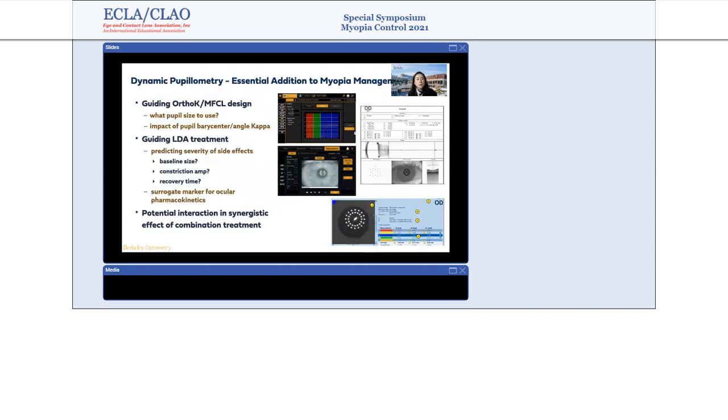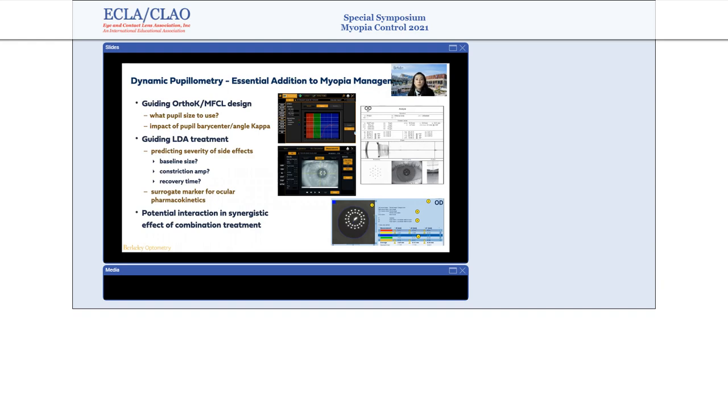The last important component in myopia management is dynamic pupillometry. This has been largely overlooked by many practitioners, and instead, many practitioners only measure a static pupil size. But beyond just the baseline pupil size, there are a lot of other features related to pupil behavior, such as the latency in responding to a pulse light stimulus before the pupil constriction, the amplitude of the constriction, as well as the velocity of the constriction.